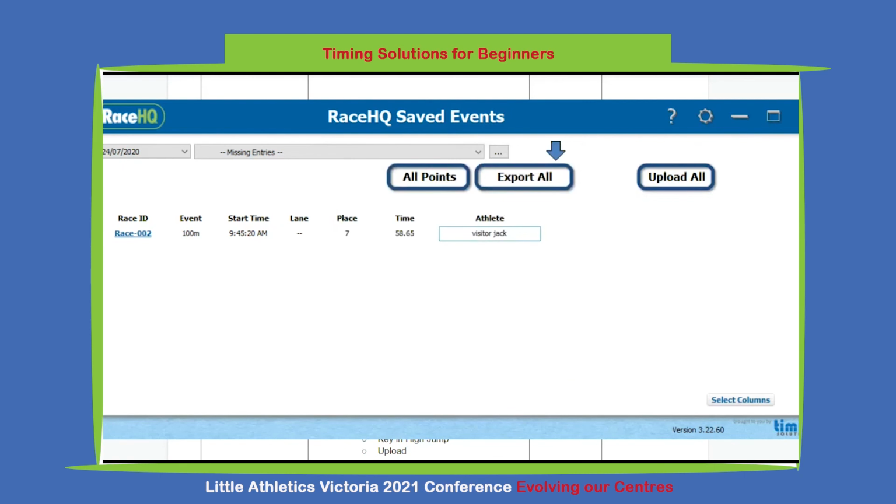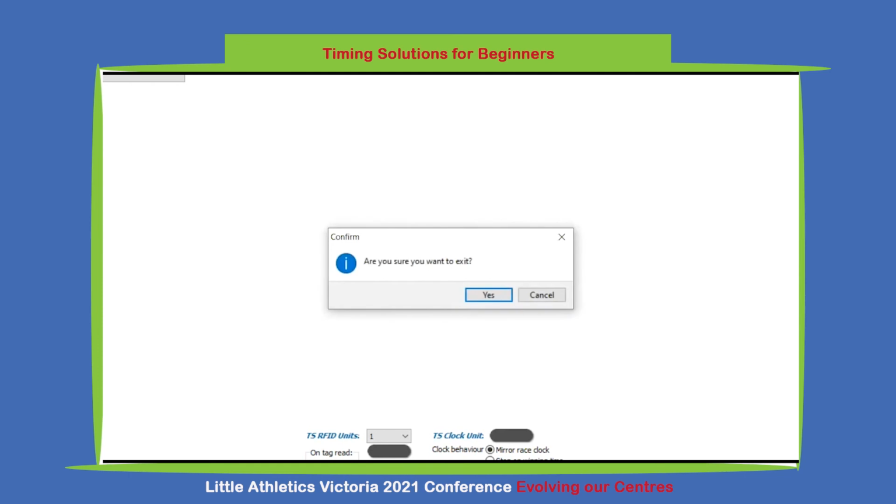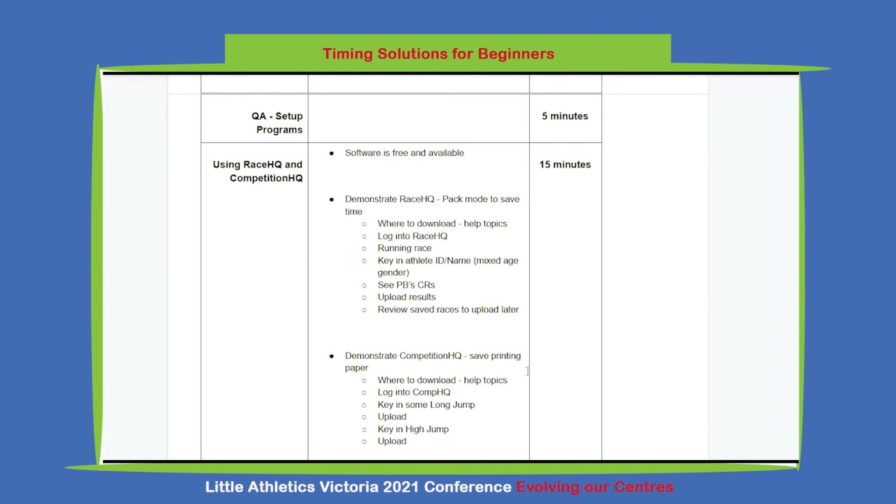Okay, so that's how you go and check out saved events. So instead of being in pack, I come down to saved, and we're up and racing from there. Okay, so that's Race HQ. Now we're moving on to Competition HQ.